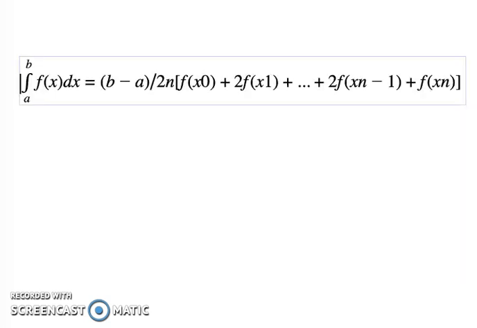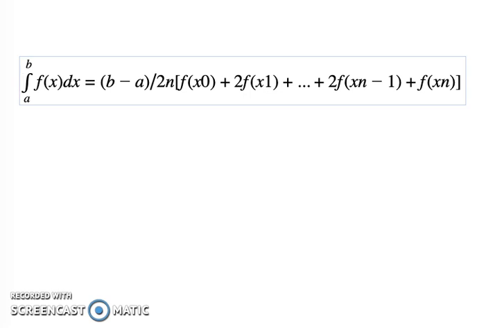The trapezoidal rule, like the other types of Riemann sums, is another way to approximate the area under a curve. The actual rule in mathematical terms is shown here. When f is continuous on the interval, then the integral from a to b of f of x dx is equal to (b minus a) over 2n times all the things in the bracket. But that looks kind of intimidating, so we're going to break it down a little bit.